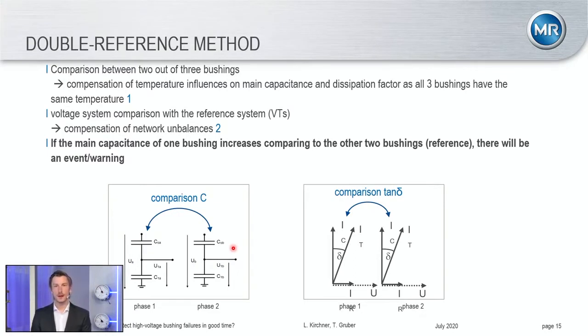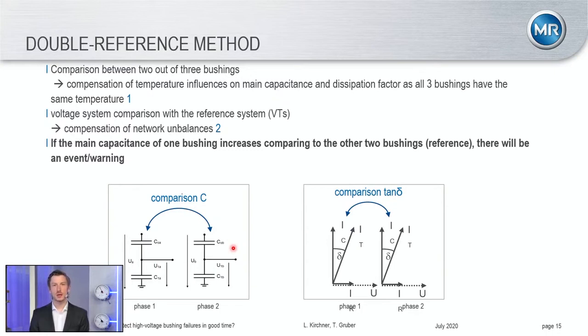That means we assume that the three bushings, so it's always a three-phase system, are always having the same temperature. So it doesn't really matter if we have the temperature at 20 degrees Celsius, 80 degrees Celsius, or even minus 10 degrees Celsius, because all three bushings have the same temperature and should therefore have the same capacitance, the same dissipation factor. And not only this, so this is the temperature compensation.